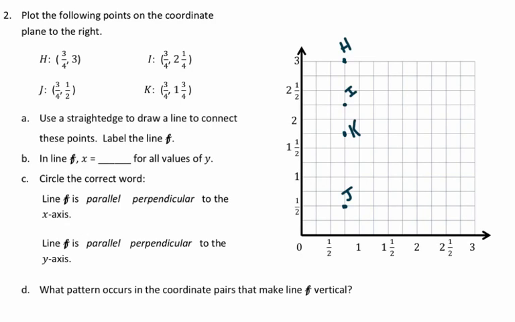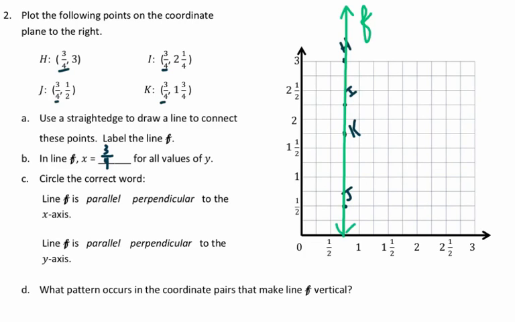Okay, so we plotted H, I, J, and K, and we're going to use the straight edge to draw a line to connect these points and label that line. Okay, and I made that in green and we're going to label that F. It says in line F, X is equal to blank for all values of Y. So if we look at all of the points, we notice that all of the X values were 3/4. So all the points on line F, the X values are going to be 3/4.